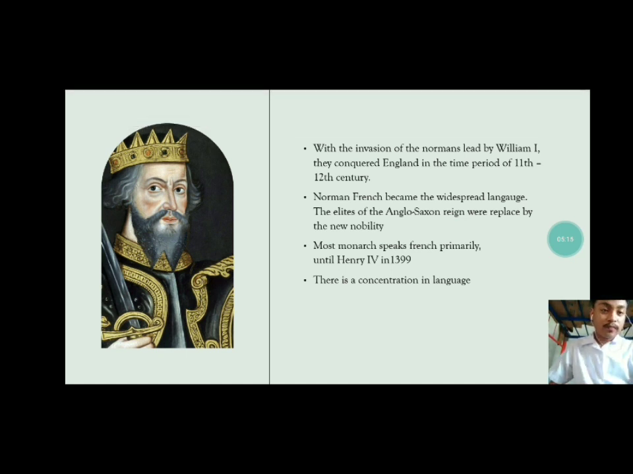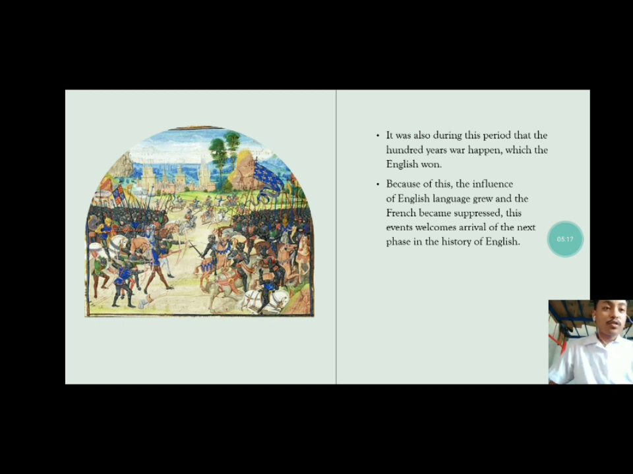So during the 100 Years' War, which the English won, the Norman French language was put aside. So Old English became the norm. Old English rose, and because of this, the influence of the English language grew. The French became suppressed.